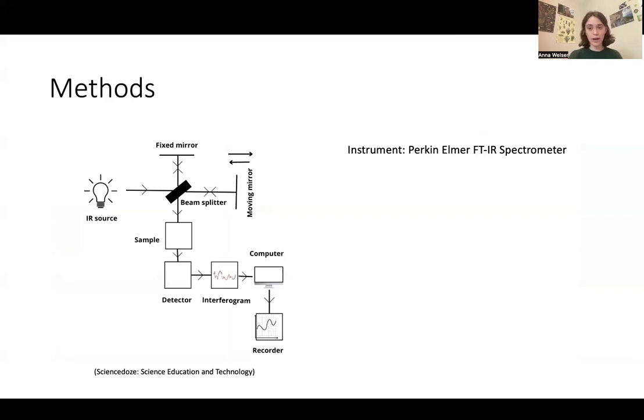Thankfully, it didn't, so we can look at how we collected our data, which was using a Perkin-Elmer FTIR spectrometer. This uses an IR source, a beam splitter, and then IR radiation goes through our sample to the detector and interferogram, where it's possible to process the degree of constructive and destructive interference. Then with the computer, we can go through Fourier transform to get from the time to frequency domain.